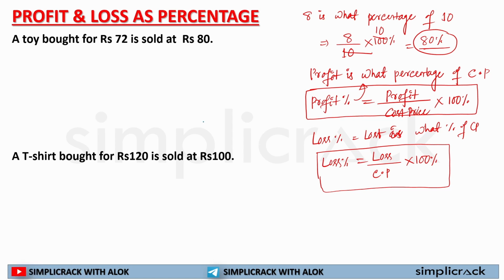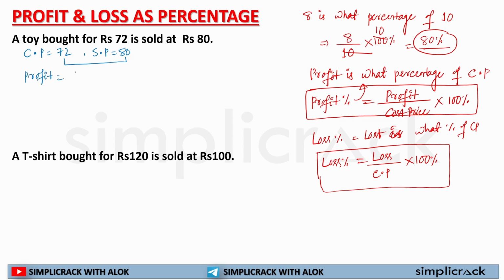Sir, a toy is bought for 72. Bought means I have paid a cost, so cost price is 72. Sir, it is sold at 80. So the selling price is what? 80. So here cost price is less than selling price. That means profit will happen, sir.